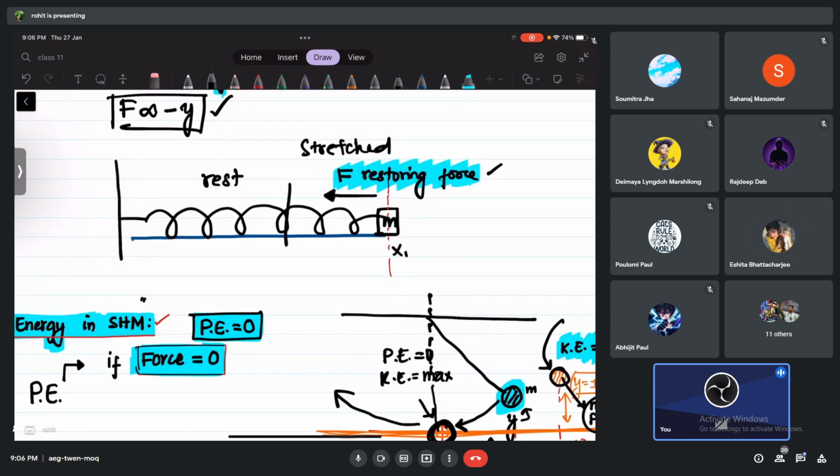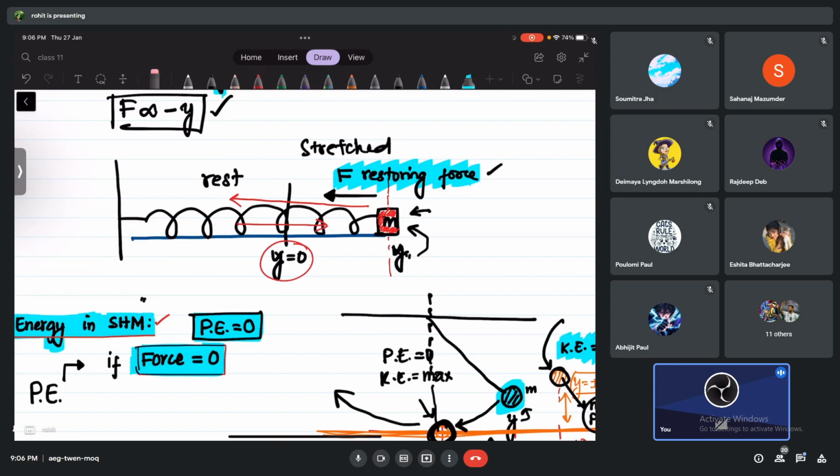When the mass was here, let's say position x equal to how much? Or y equals 0. Let's say this is position y1. Tell me, guys, in this position, does this spring have energy or no energy? It has energy, because if I release my deforming force, the moment I release it, the mass will go back, oscillate, cross the mean position, again oscillate, go back like this, right?